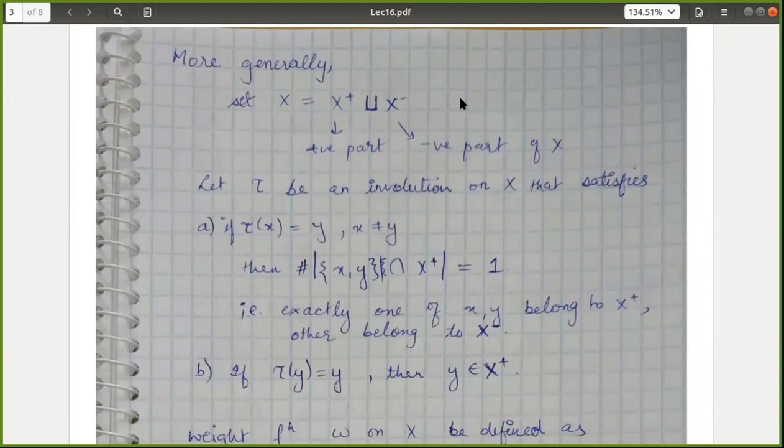where M was the set of fixed points. So M had these points. So X plus was actually M union N. Okay. And N prime was your X minus. You see this?